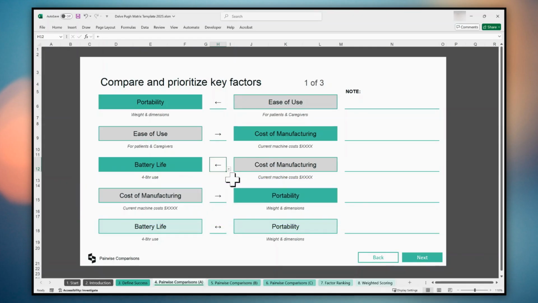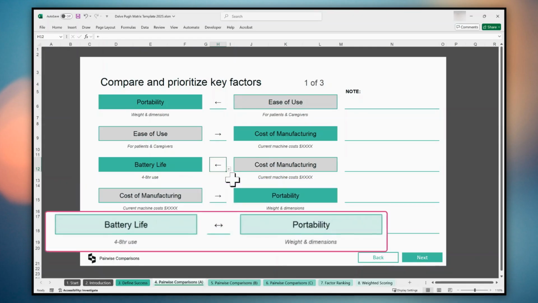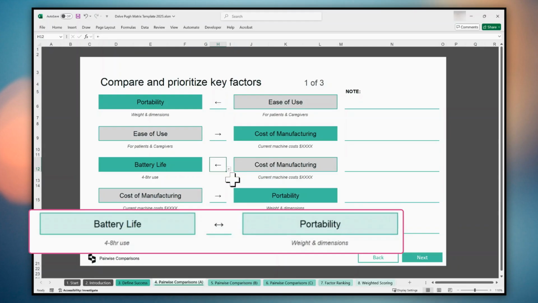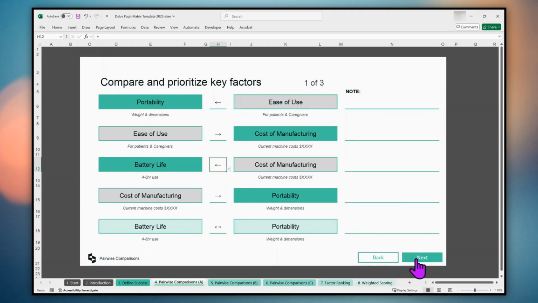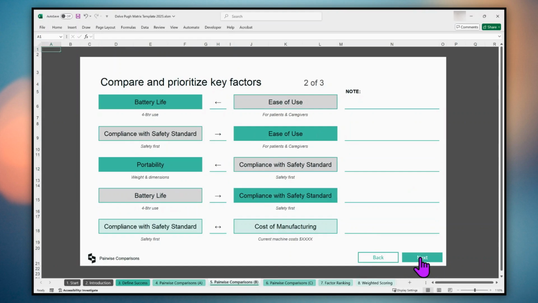Lastly, we have battery life versus portability. While portability and battery life may seem interconnected, focusing too much on portability might compromise battery life due to size and weight constraints. In this case, we should consider both as equally important. The following 2 pages continue the same activity, comparing different factors. If you haven't initially filled out one of the factors, feel free to leave it blank.